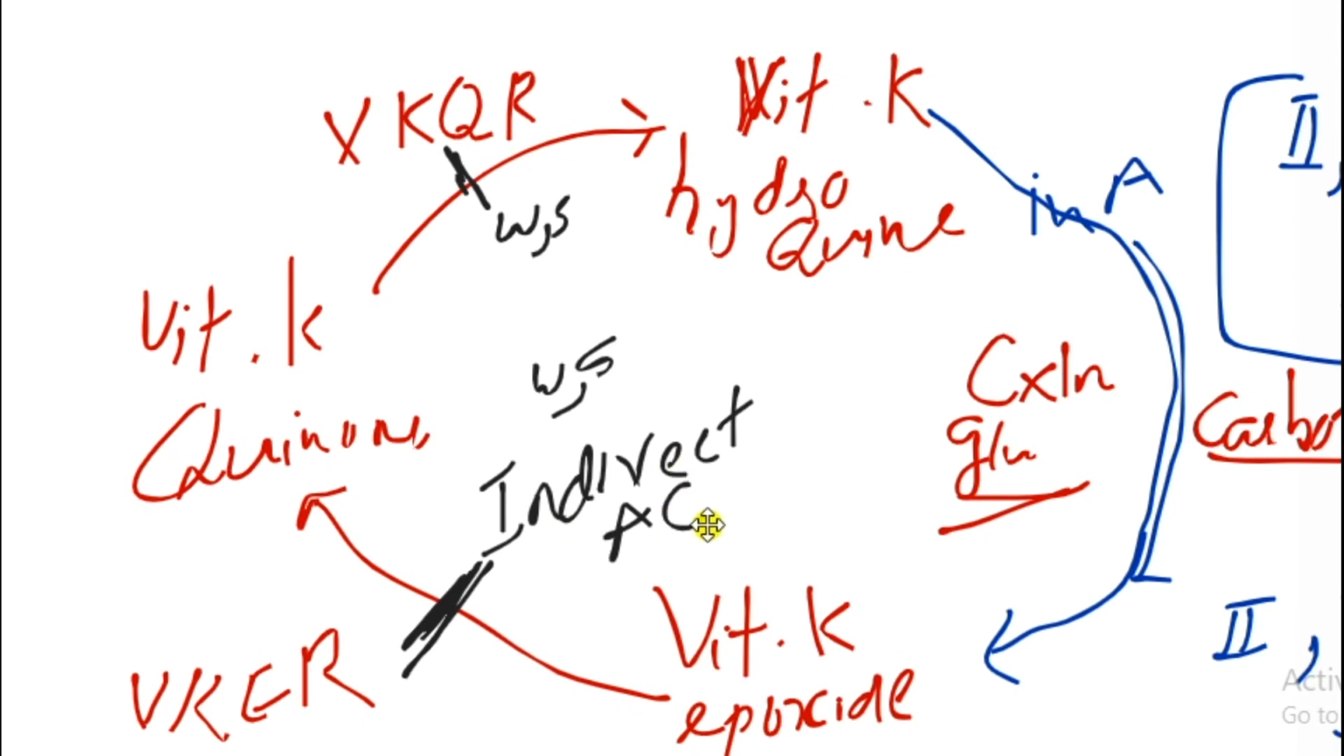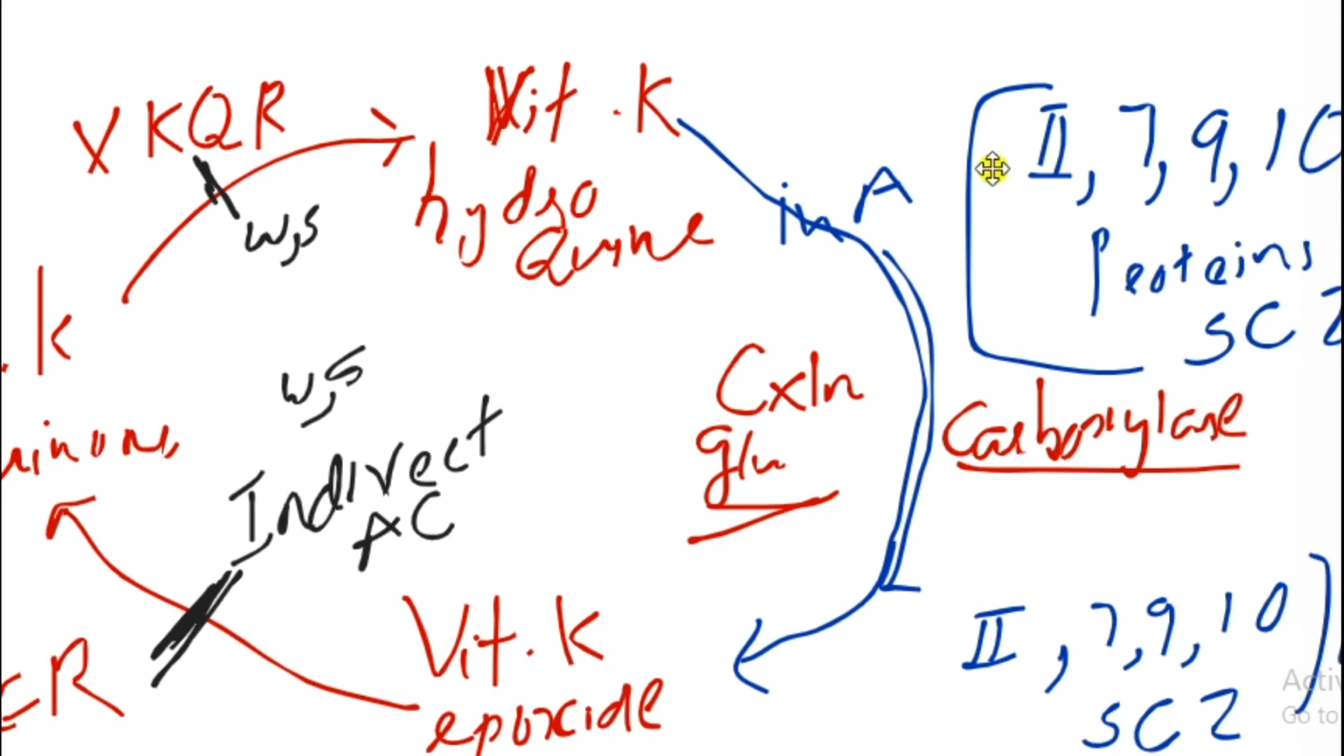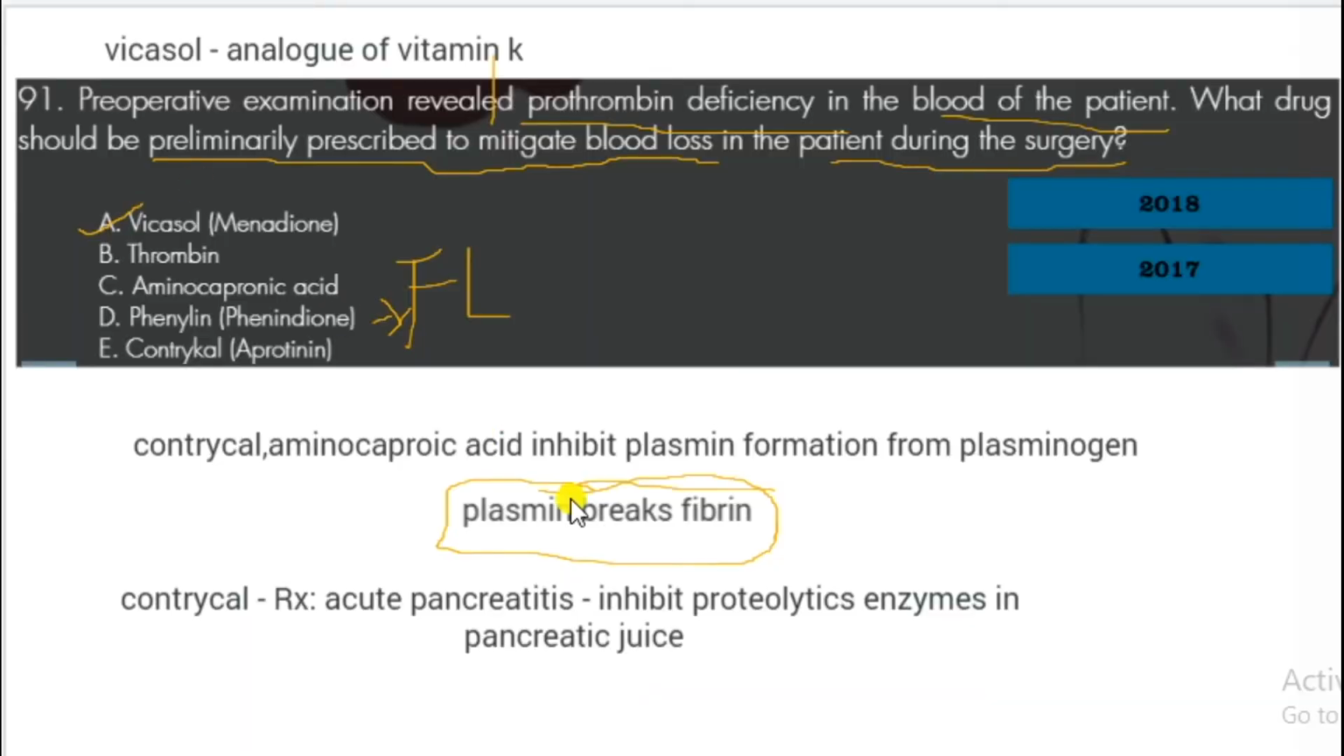And indirect anticoagulants or vitamin K antagonists can block this reaction. So vitamin K will not be activated, so these coagulation factors will not be activated, so we can prevent the clotting. For example, we use warfarin, Sincumar, and neodymium, etc. And we already said, we can go next.